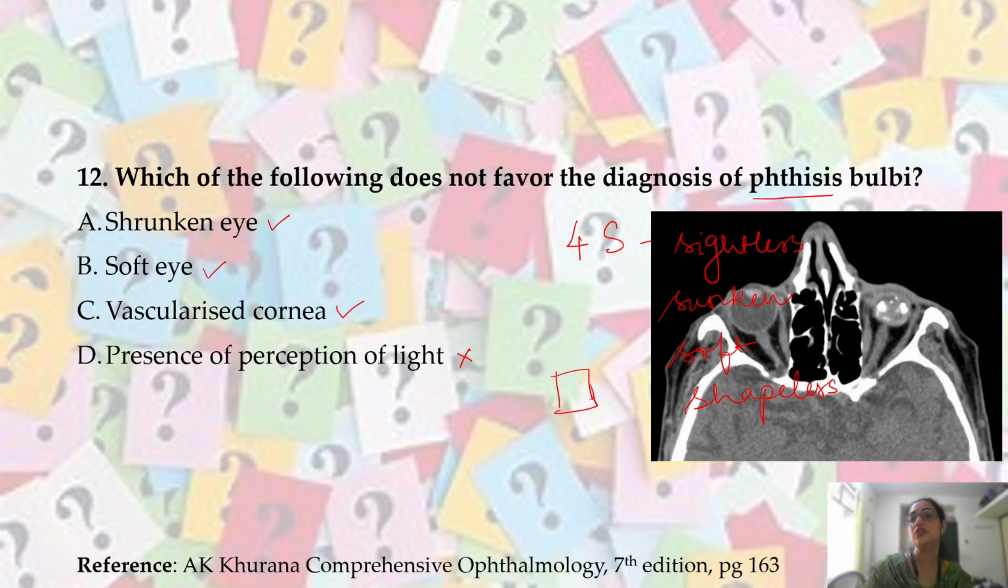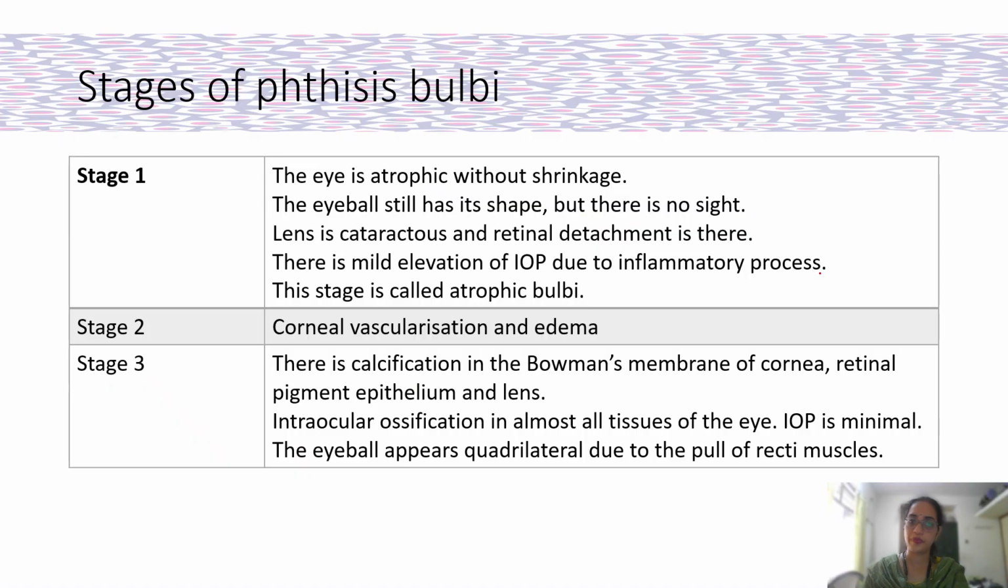So this is how a phthisical eye looks on CT scan. If you can see, there are calcifications within the eye. The eyeball is shrunken. So the stages of phthisis are, in stage 1, also known as atrophic bulbi, the eye is atrophic. The eyeball retains its shape, but there is no sight. The lens is cataractous and there might be a retinal detachment, but the IOP is somehow maintained due to the inflammation that is ongoing. Okay.